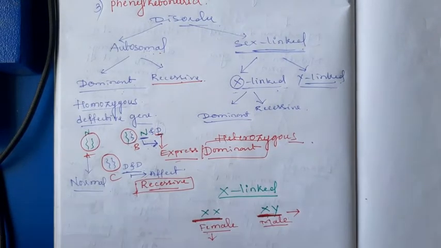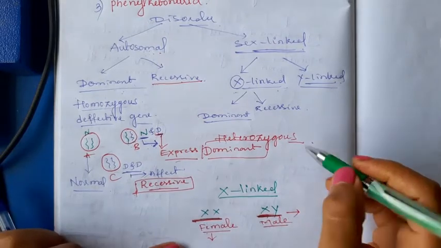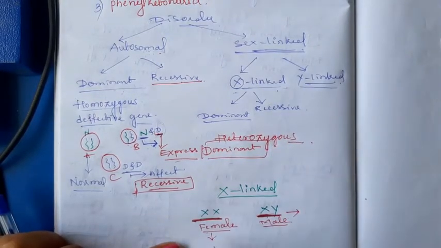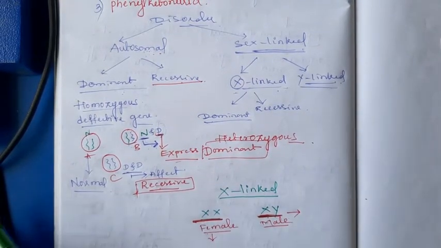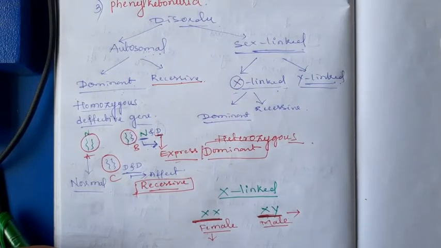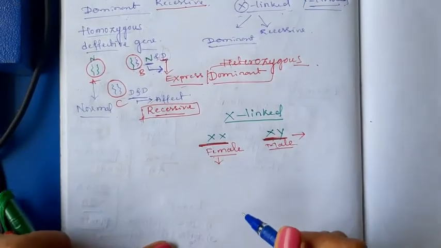Okay. Next, we can discuss the recessive X linked. In case of recessive, homozygous means only the female can be affected by the X linked recessive condition, because in case of males there is no other X chromosome.